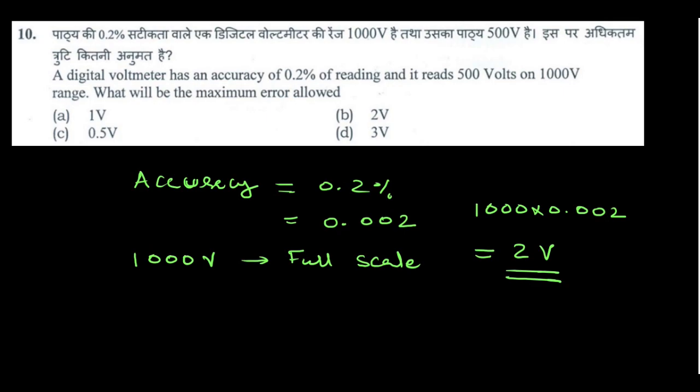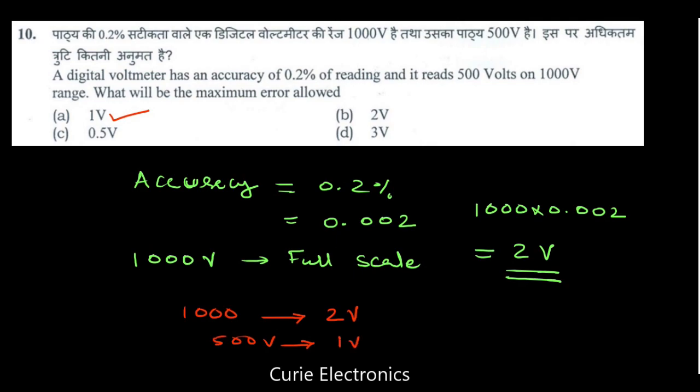So what will be the maximum error allowed? It is 1 volt. Because we are not reading 1000 volts, we are reading only 500 volt. For 1000 volt, 2 volt is the maximum allowed error. For 500 volt, it is 1 volt.